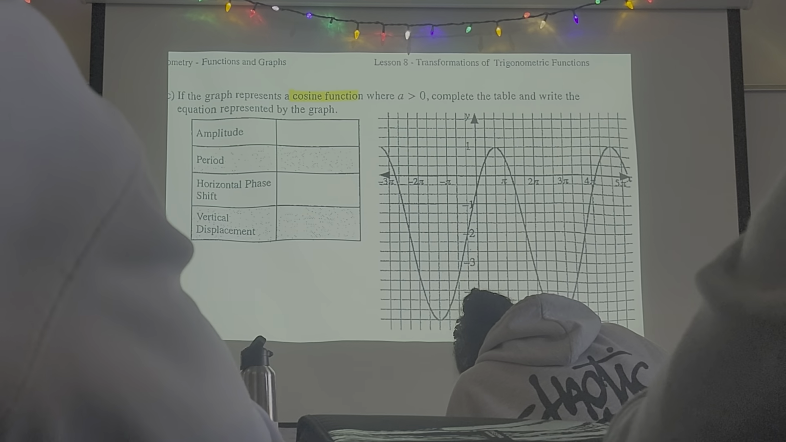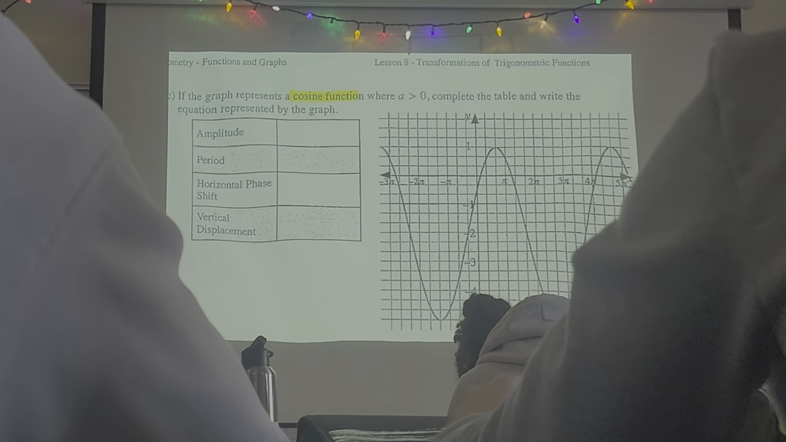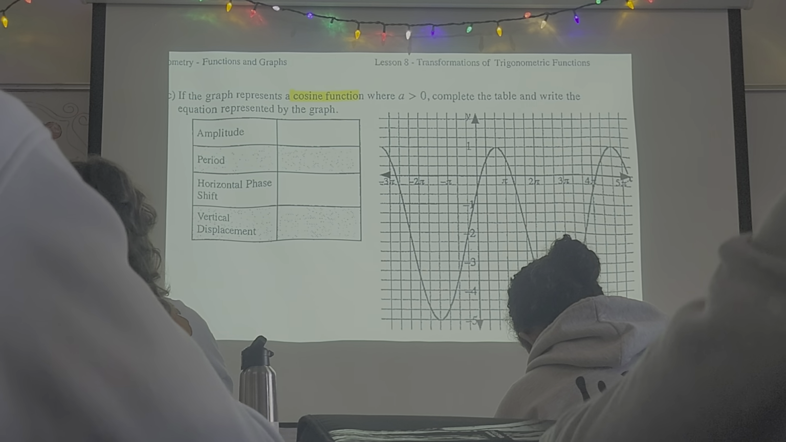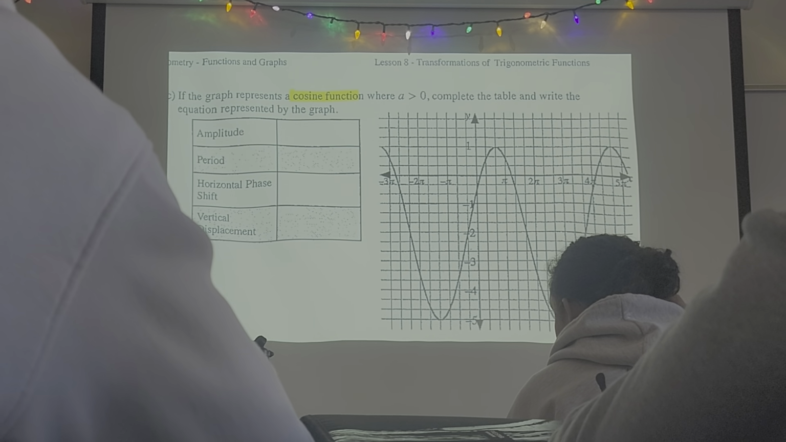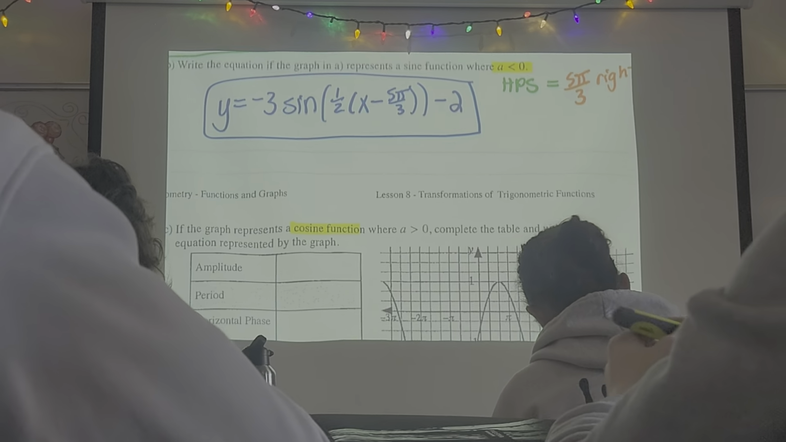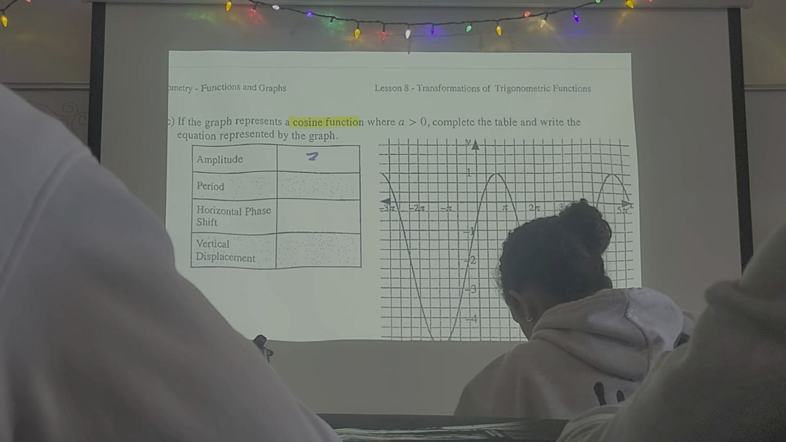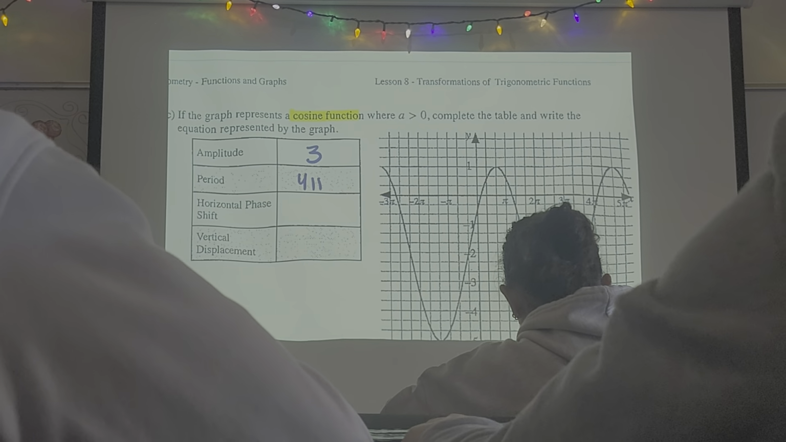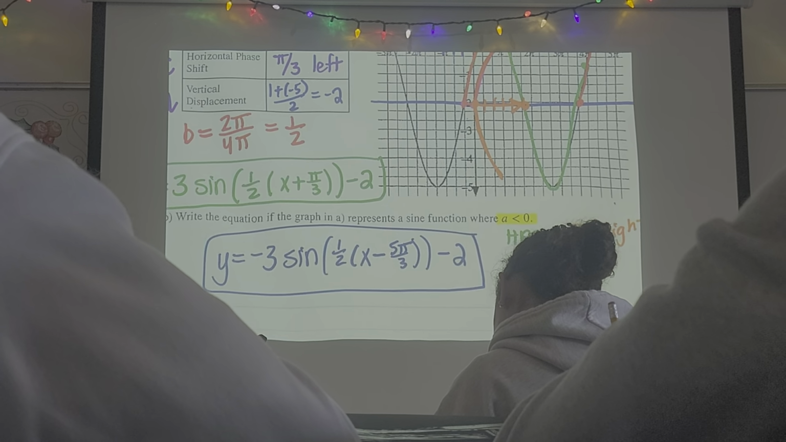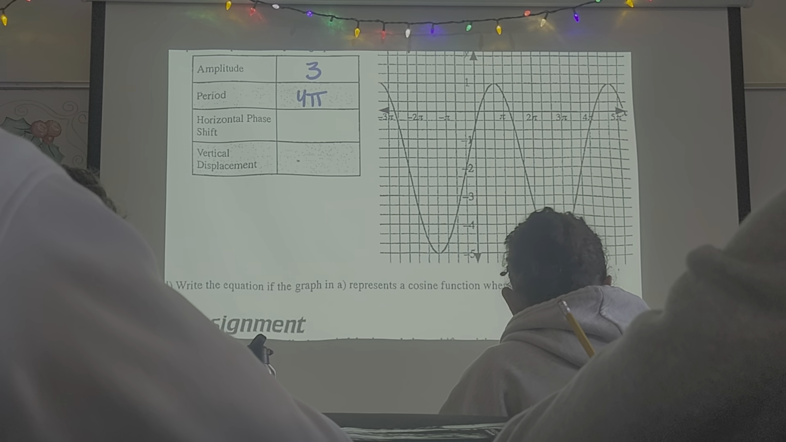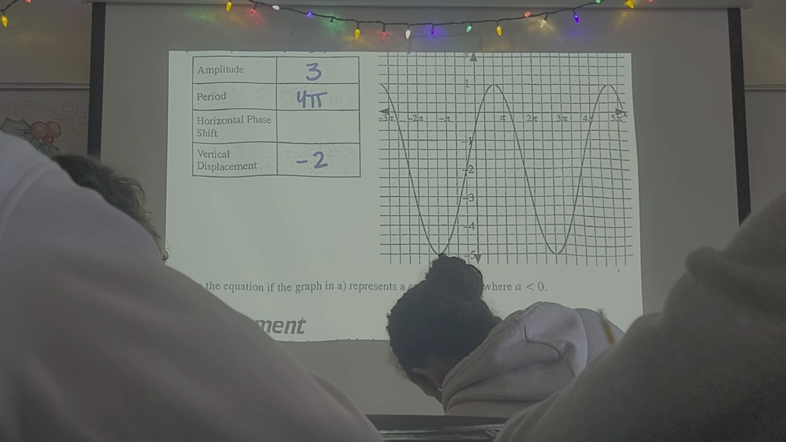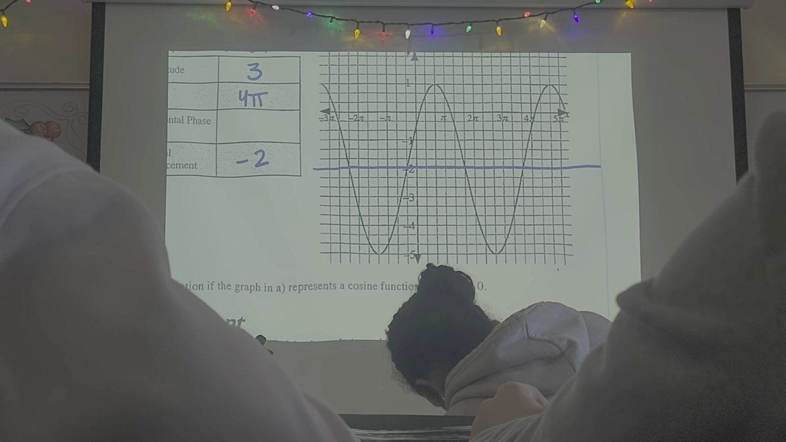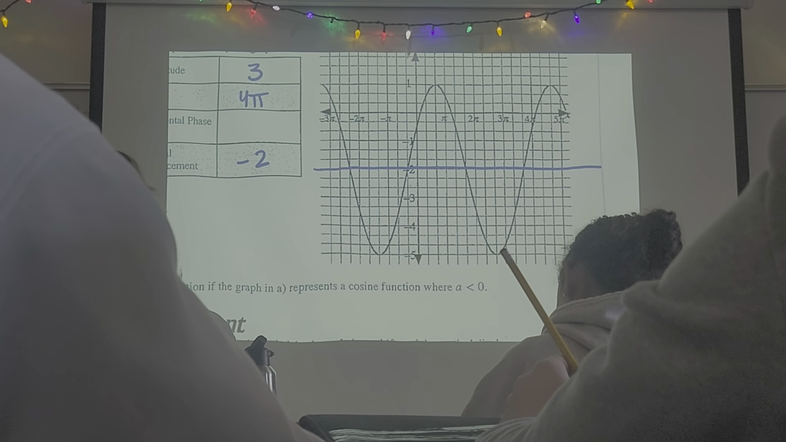Alright, let's do the same graph, but what if it's cosine? What's the only thing that'll change if we now make it cosine? Phase shift, right, because it's still the graph from before, so our amplitude is still three. Our period is still 4 pi. Our displacement is still -2, down 2. So our middle line is still at -2. The only thing that will change is your phase shift.